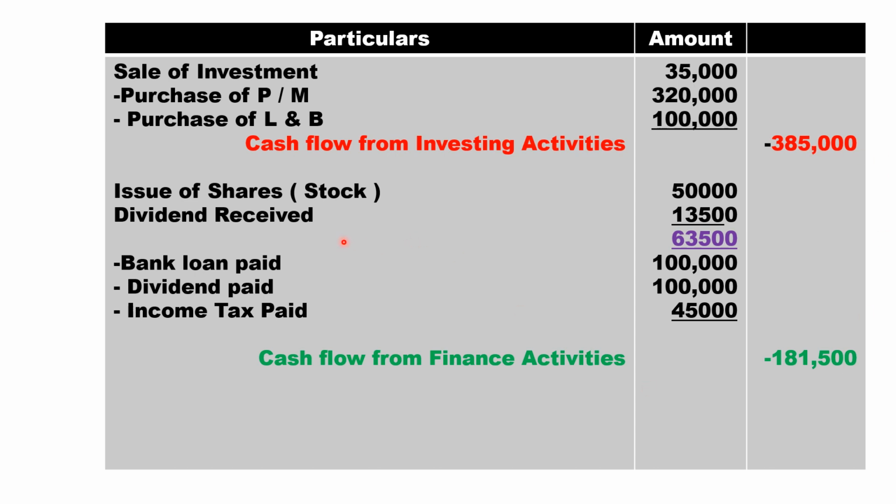3,85,000. Next, you need to find out finance activity. Issue of shares only to the extent of stock 50,000, because stock and shares are current and non-current. And next, dividend received 13,000, you should add. Less bank loan paid 1 lakh, less dividend paid 1 lakh, less income tax paid 45,000. So cash flow from finance activity, you get 1,81,500 minus. It indicates there is a cash outflow.